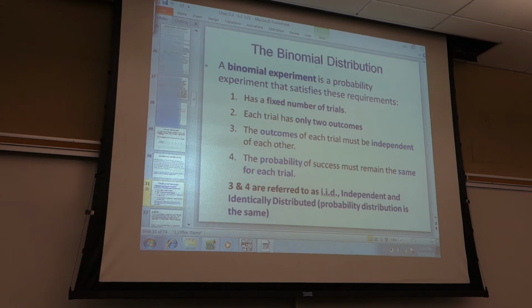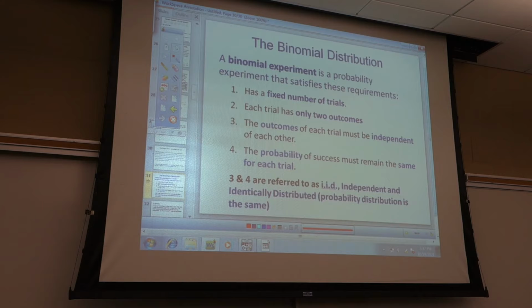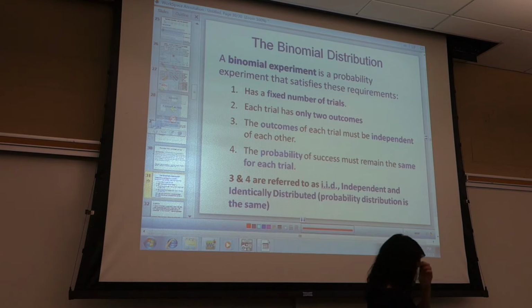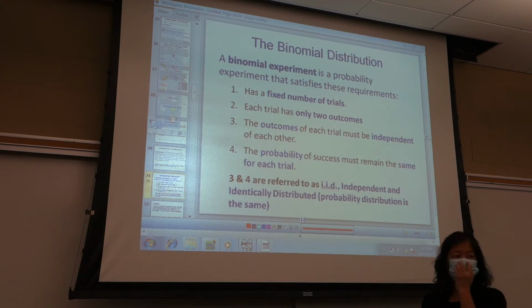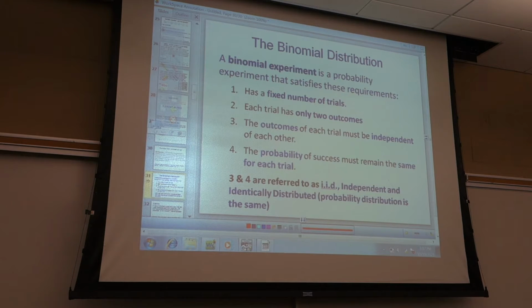Okay. Now we're switching into the binomial distribution. So we're on to 5.3, I believe it is. Binomial distribution. I need a good reader. Alina, go ahead and read for me. A binomial experiment is a probability experiment that satisfies these requirements. Don't read all. Yeah, but pause in between.